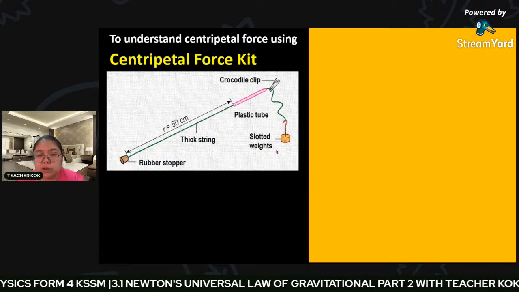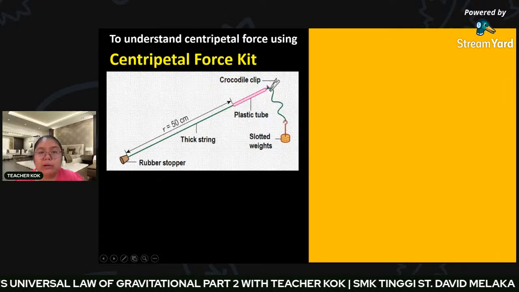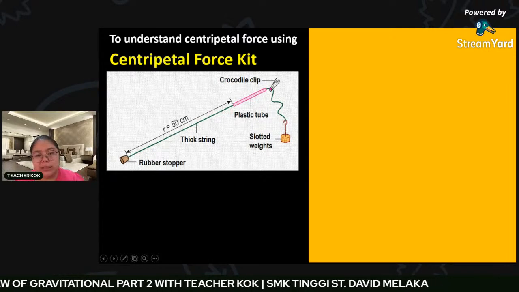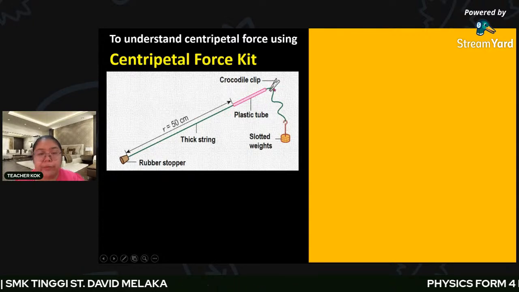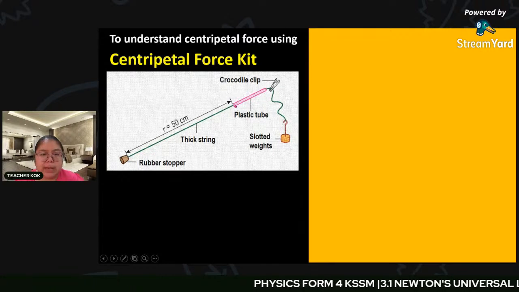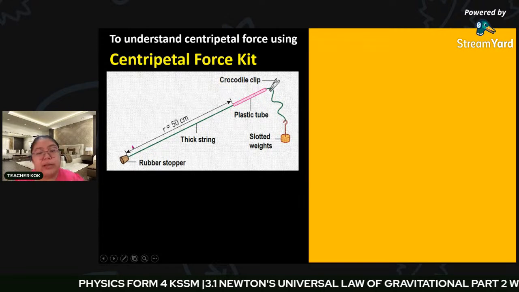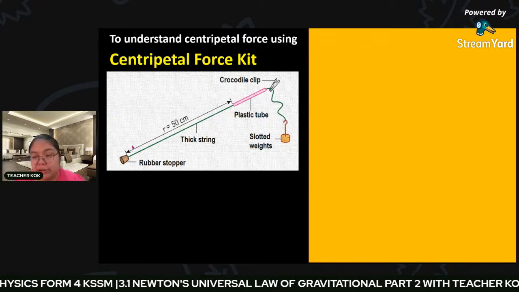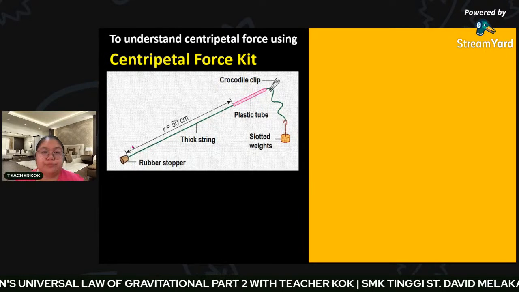The slotted weight means there is a force pulling it. You put on a crocodile clip, which fixes the distance. When you put the clip here, the string cannot move anymore. From here, make sure the distance from the rubber stopper to the plastic tube, the radius, is 50 cm. This is just like the radius of the earth.